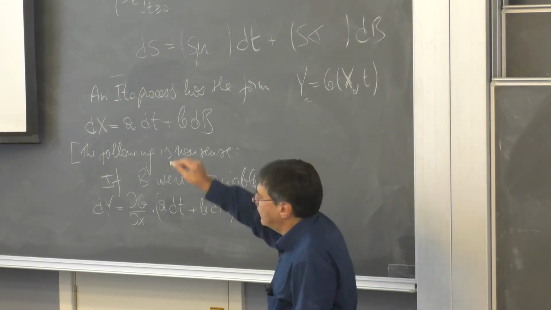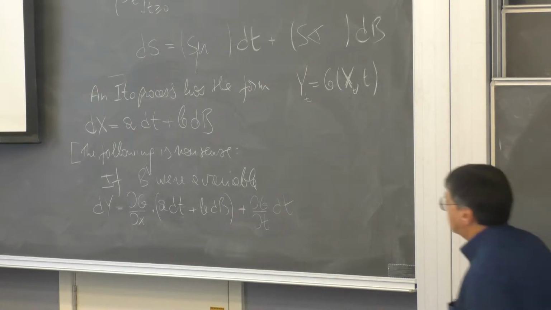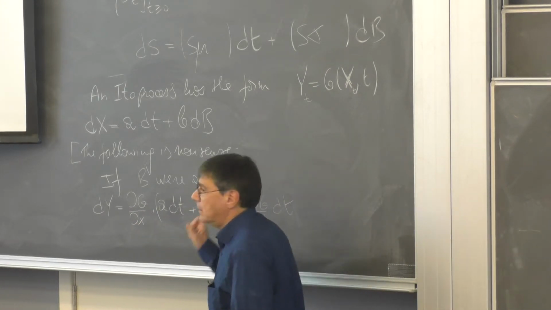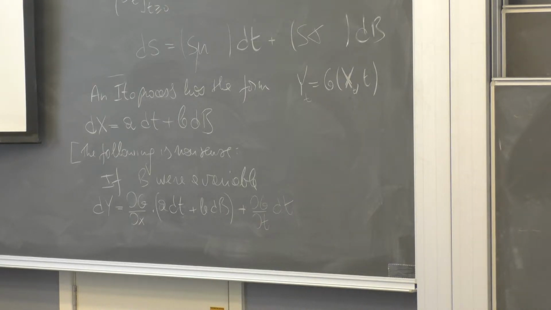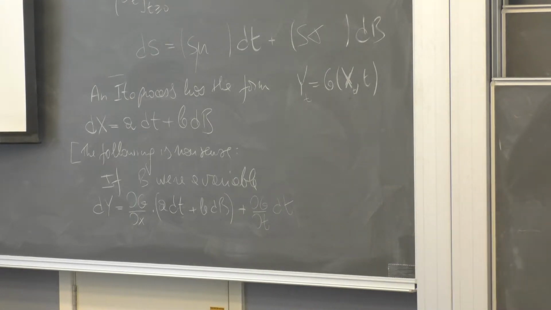Okay, so if we compare this with that, what do we see? We have dg/dx times a times dt. That explains this term over here. We have this term over here, which is the derivative of g with respect to t times dt. So we explain this term over here. There's also this term over here, dg/dx times b dB, which is this term over here. So if b was just a variable and not this complicated stochastic process, we would be getting that without this term here. So what I have to do is explain to you where this term is coming from. Okay?